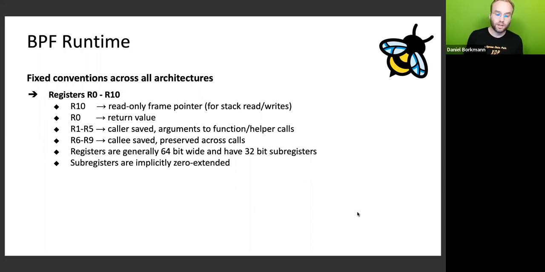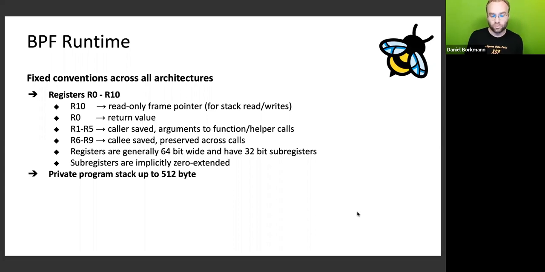There's R0, that's typically your return value. R1 to R5 are caller-saved registers, and they are typically used to pass arguments to BPF helper functions or to other BPF functions. So when you have function calls. And then again, you have R6 to R9. They are callee-saved, and so they are preserved across those function calls. Those registers are generally 64-bit wide, also for 32-bit architectures. So when you run on ARM32, the registers in BPF are still 64-bit wide, but they can have 32-bit sub-registers. And those are zero extended.